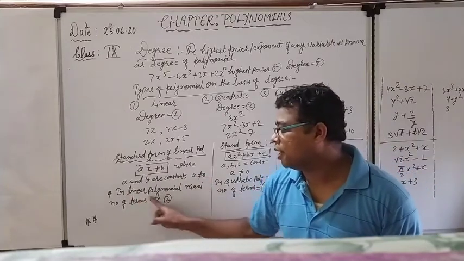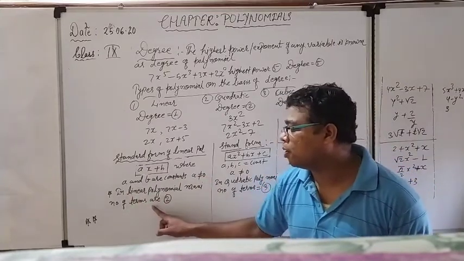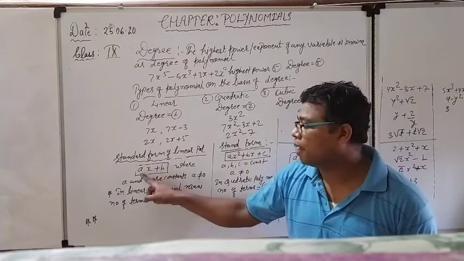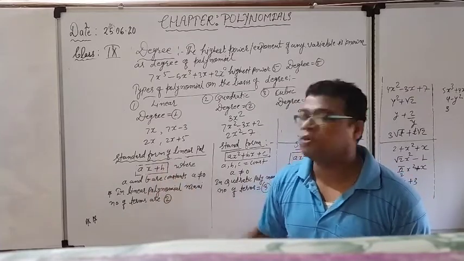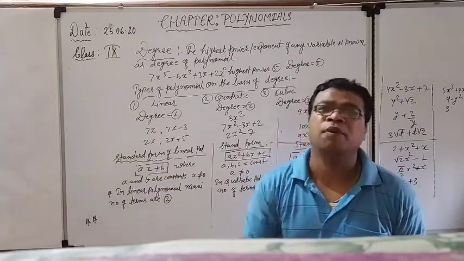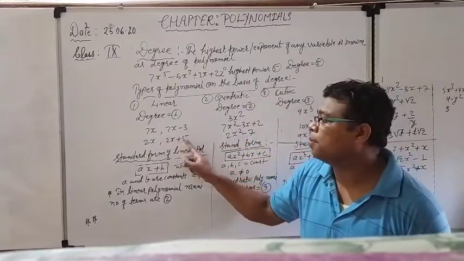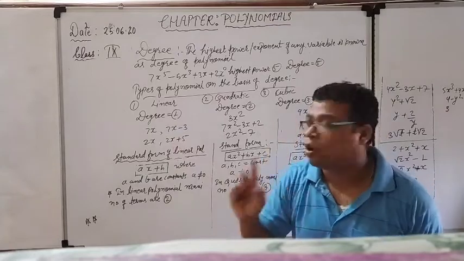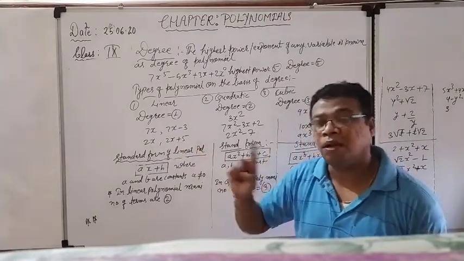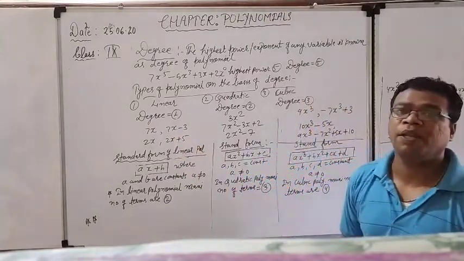What is the next thing? In a linear polynomial, the maximum number of terms is 2. See the general form ax plus b. So maximum 2 terms will be there and minimum 1 term will be there. So the maximum number of terms will always be 2. You can see I can take only 2 terms. Why? Because I have to keep this power 1. The maximum power of the variable should always be 1.